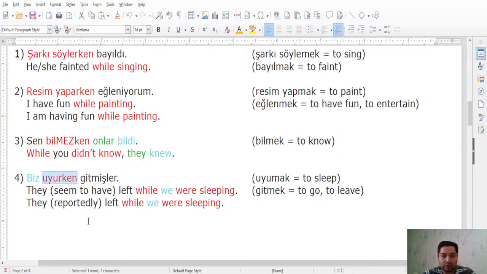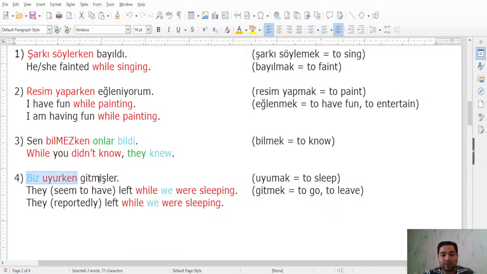Focus on the uyurken. Biz uyurken, you see, you already specify "we", because if you don't specify, you don't know who is sleeping. You have to specify who. It is us while we were sleeping. And gitmişler is reported past tense, therefore it's past tense. You say "while we were sleeping", not "are sleeping", not "are going to sleep". It is "were sleeping" because gitmişler is the reported past tense. Therefore we translate it as "while we were sleeping."